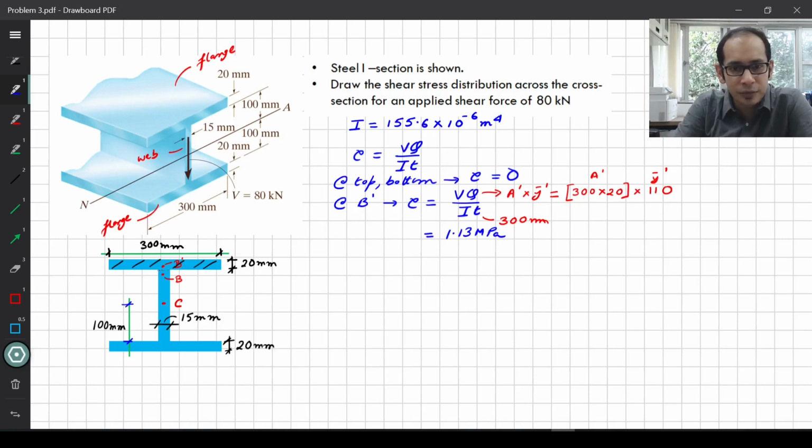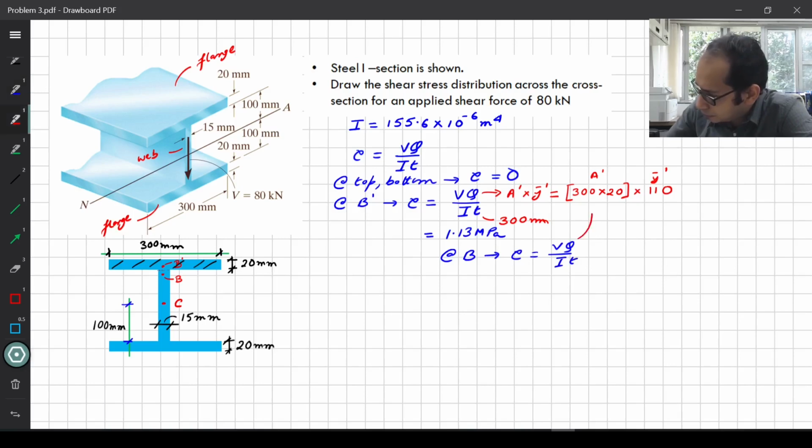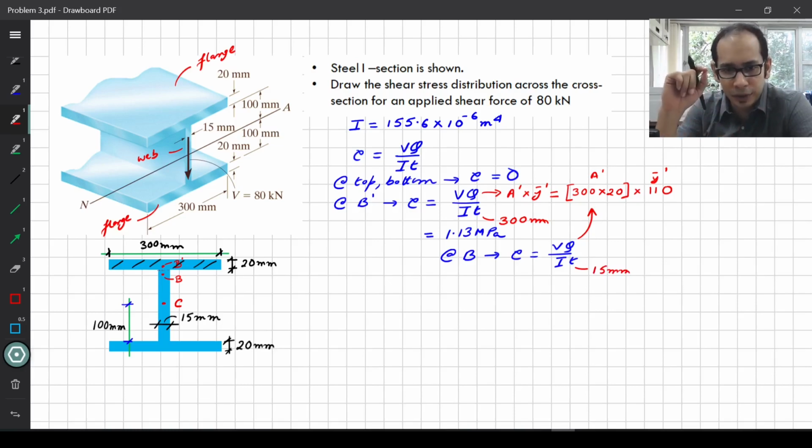Now let's move to our next point of interest, which is B, just below. The only thing which is going to change: V stays the same, Q stays the same as well, because you're looking at the area above. So if your point B is just below that point of intersection, your Q stays the same, I stays the same. So the only thing which changes is this T. From 300 now it becomes 15 mm over here. So let's make a note of that. If you substitute the numbers for this one, you will get the value of tau at B.